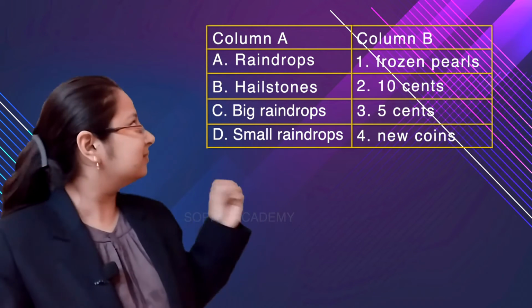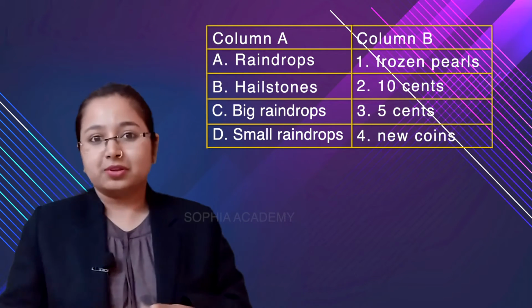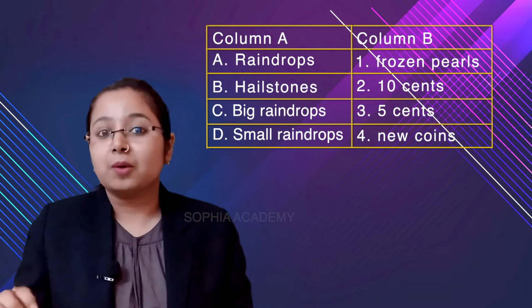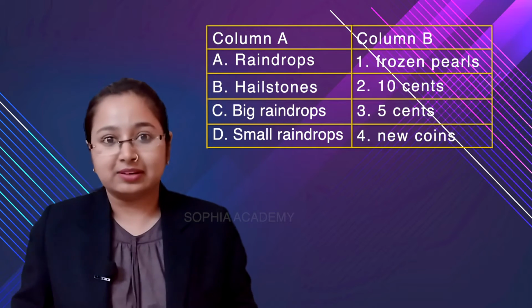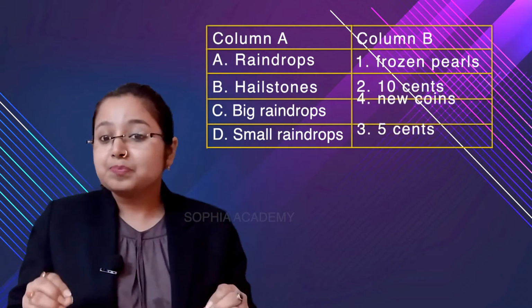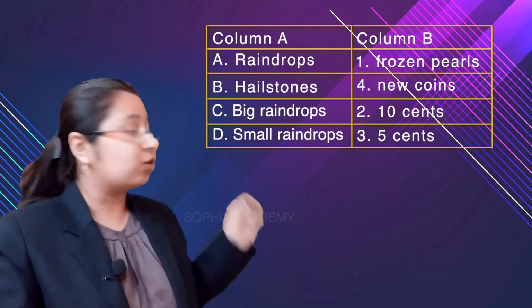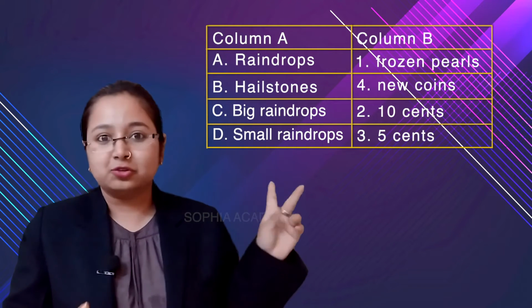For example, the easiest, I would say, big raindrops and small raindrops. I think you remember that Lencho considered the big raindrops as 10 cents and the small raindrops as 5 cents. So these 2 are clear. That means C will go with second one, that is 10 cents, and D, that is small raindrops, will go with third one, that is 5 cents. So these 2 are clear.